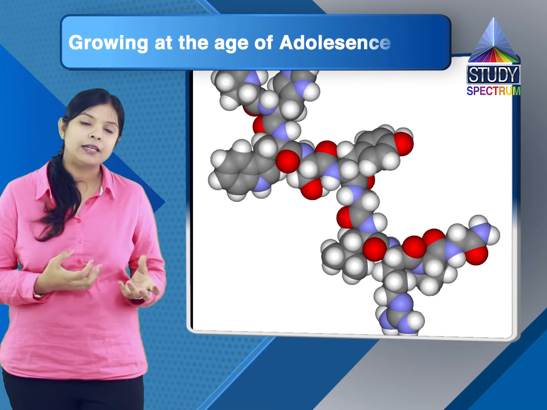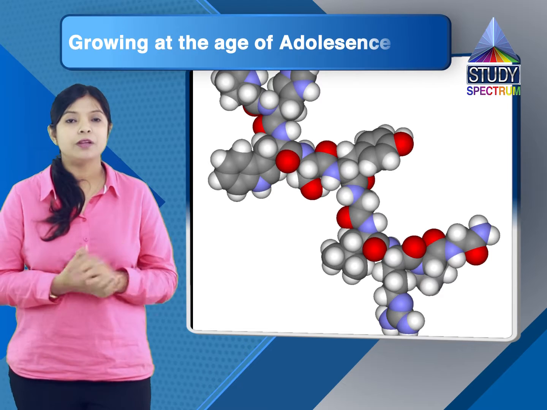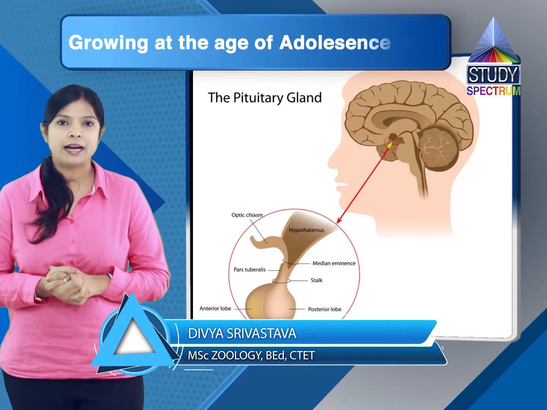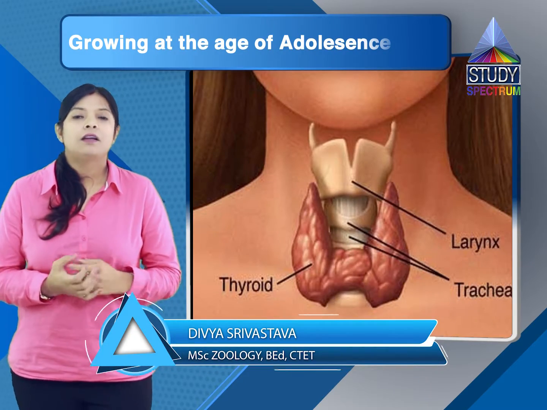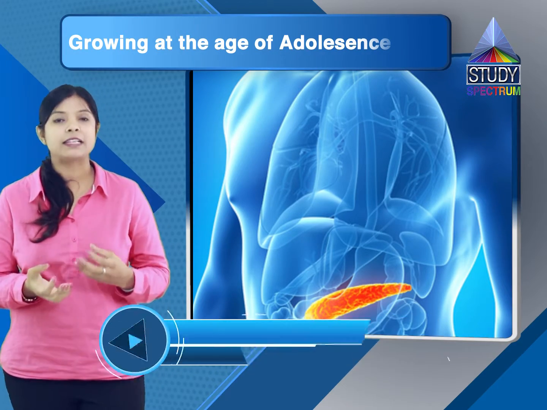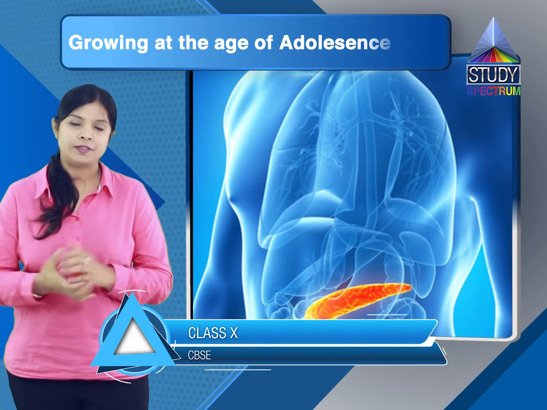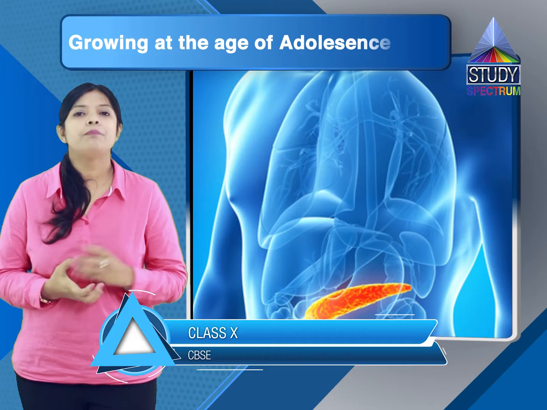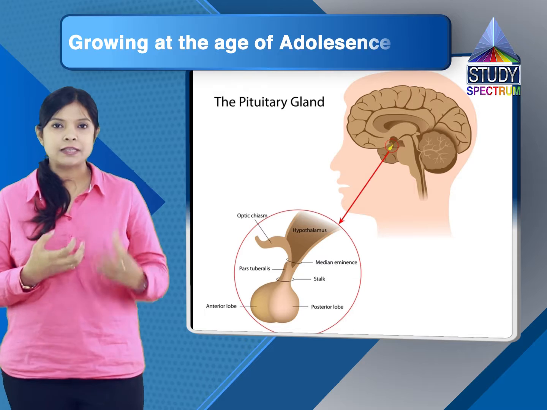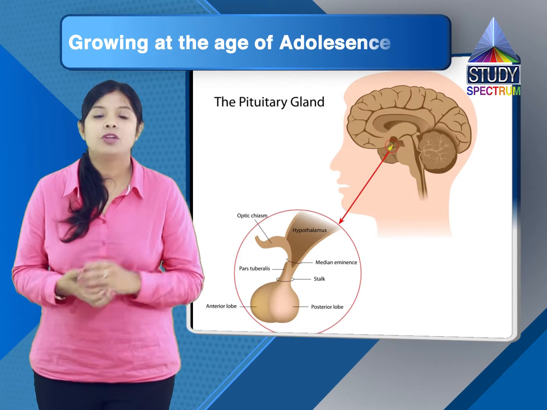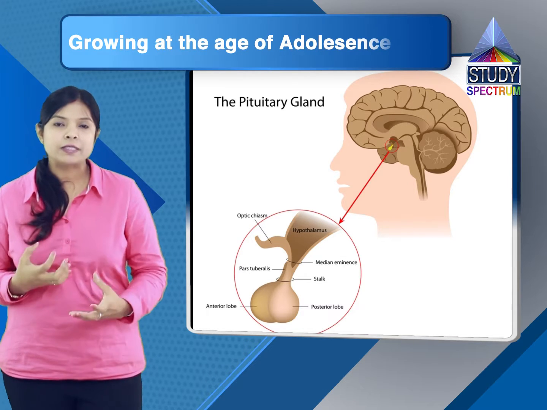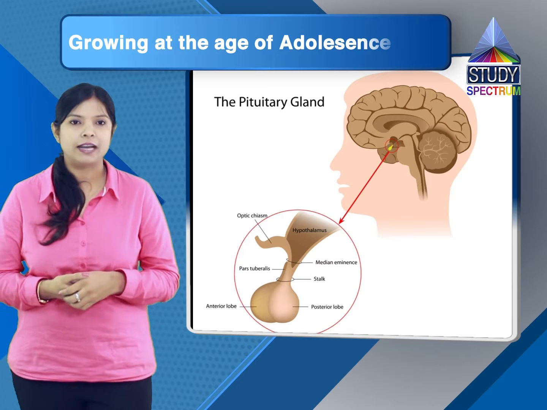Now students, what are the important hormones of our body? These are the pituitary gland, thyroid gland, adrenal gland, pancreas, and other than these, the sex glands, which are also endocrine glands, the testes and ovaries. So let us start with the pituitary gland. Students, as you know, the pituitary gland is the master gland of the endocrine system. Why is it called the master gland? Because it also controls the activity of other endocrine glands.